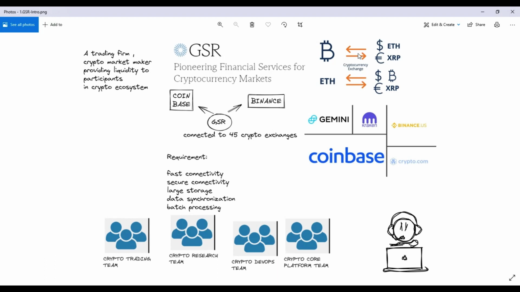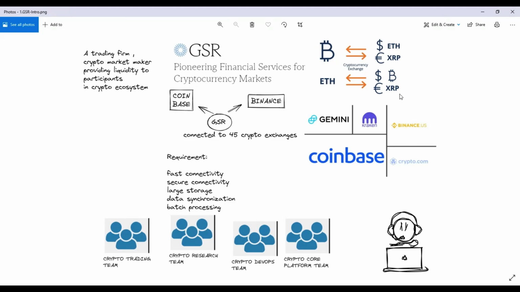So what is a cryptocurrency exchange? A cryptocurrency exchange is where one could basically buy and sell cryptocurrencies, for example, Bitcoin or Ethereum, etc. Some of the cryptocurrency exchanges are Coinbase, Binance, Gemini, etc.